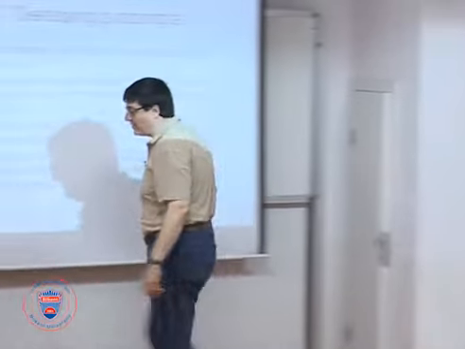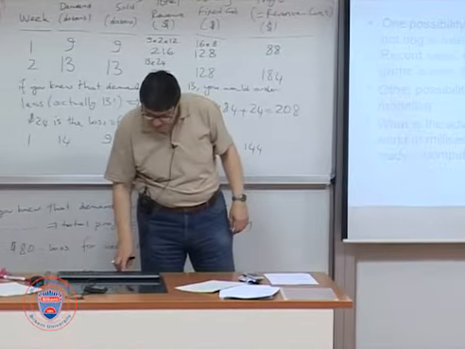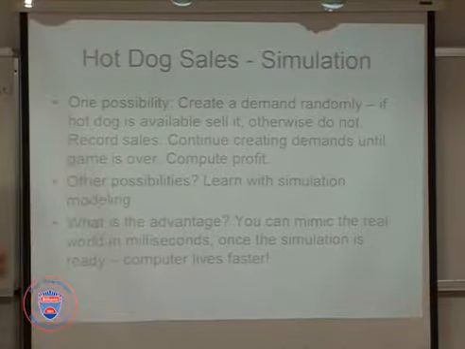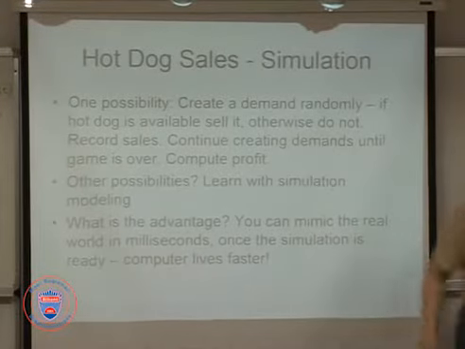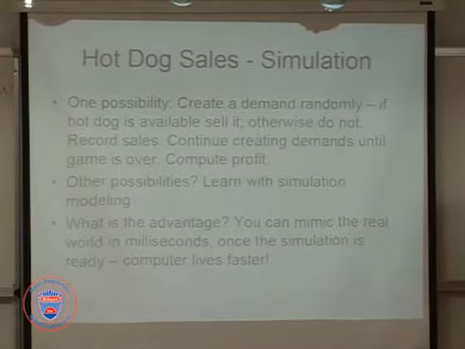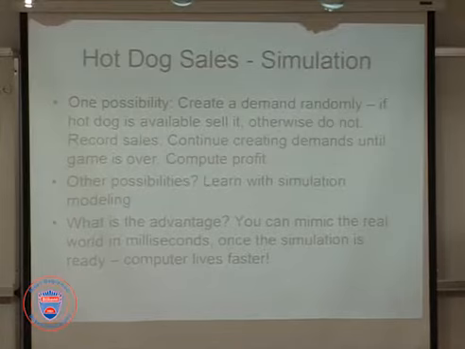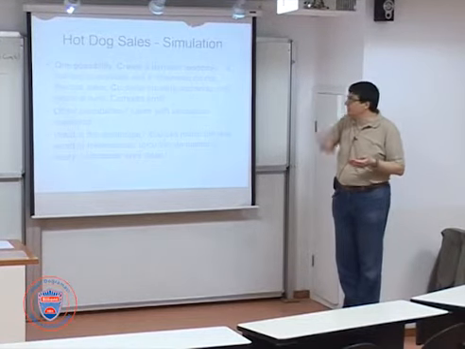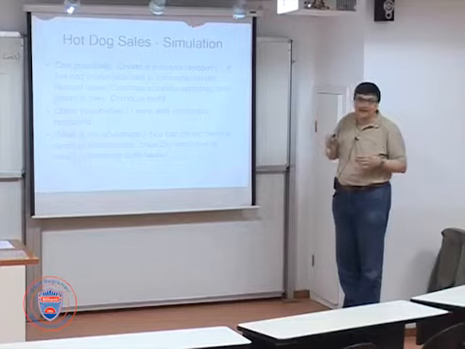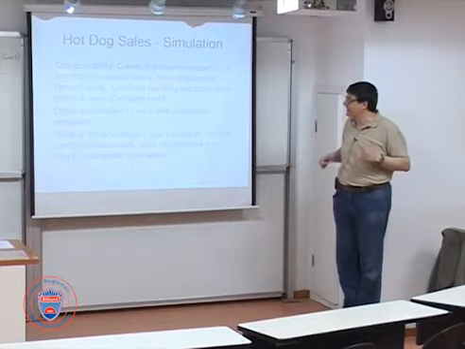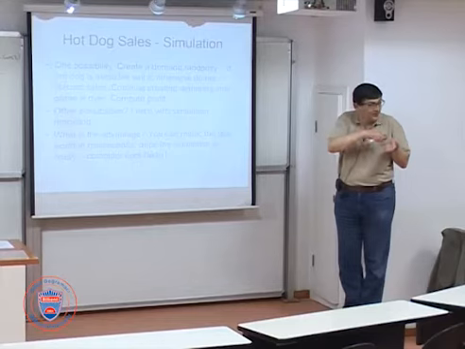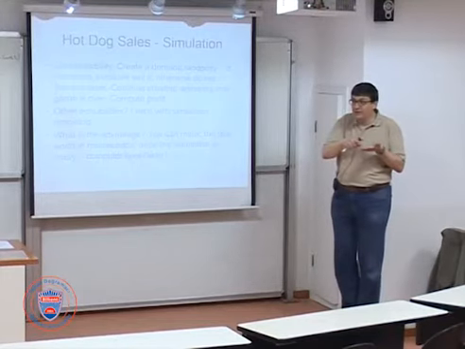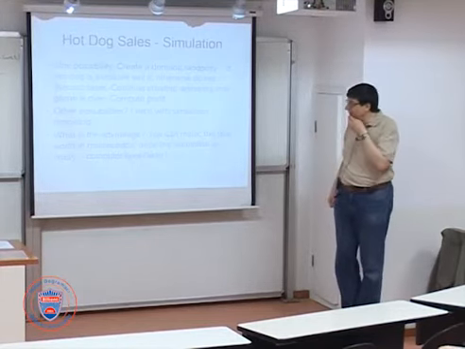Okay? Now, if I go one step further, in hot dog sales, what I will do is, this is one possibility. I'm going to create a demand randomly. What's the meaning of creating a demand randomly? You're going to have one fellow coming to your kiosk. Okay? And you're going to create that in the computer. So if one hot dog is available, you sell it. Otherwise, you don't sell it. You record the total revenue that you received. And you can do it in the computer.